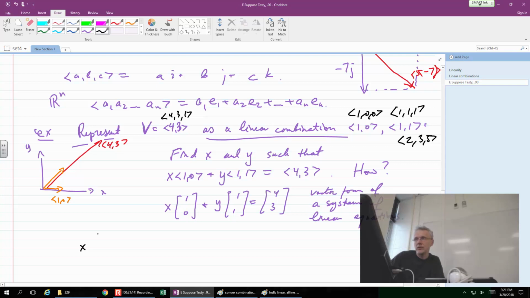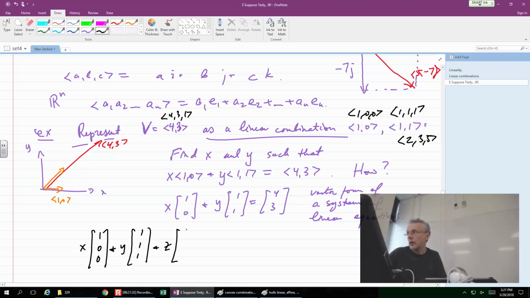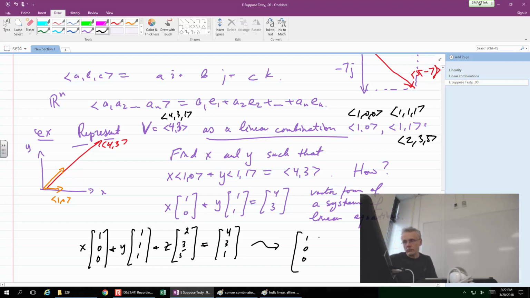I write it the same way: x times the first vector. I'm sorry, I'm moving in the wrong direction. The first one is 1, 0, 0, then y times 1, 1, 1, plus z times 2, 3, 5 is equal to 4, 3, 1. Solve the problem. It is a system of linear equations. You can convert it easily into an augmented matrix like this and solve it. So we know how to solve it, so why worry about it? We know we can do it if we want to.